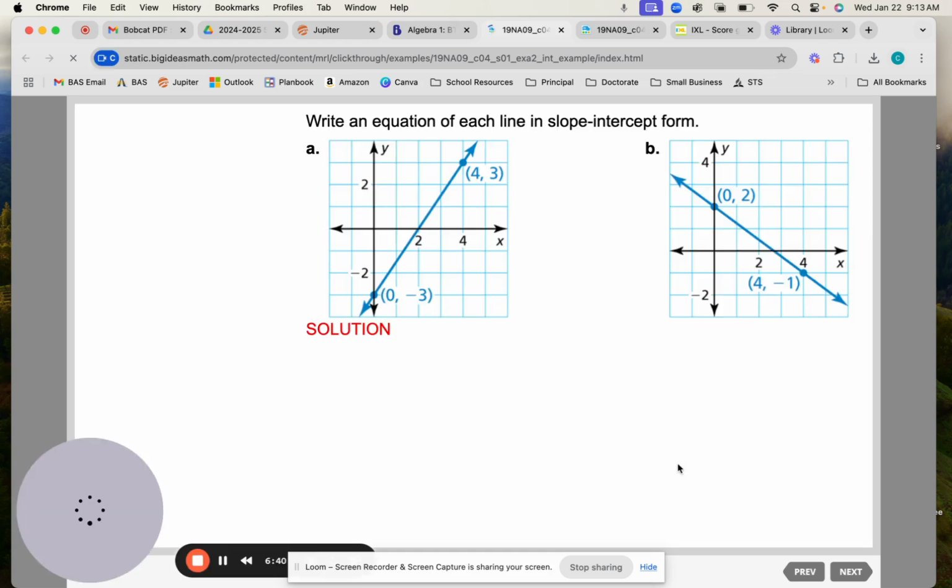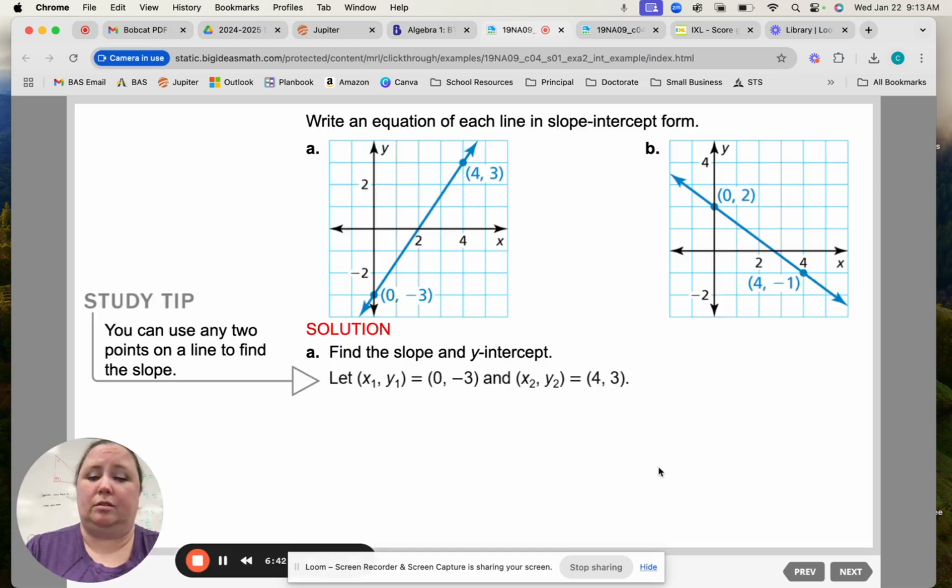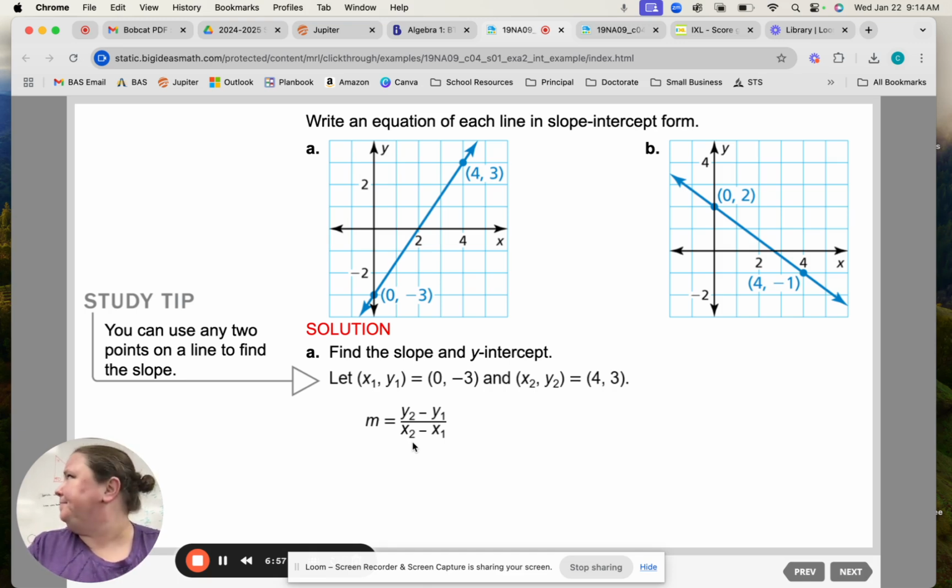So we are starting with the slope equation, which is this equation right here. This is what I want you to write. M equals y2 minus y1 over x2 minus x1. Everybody got that equation? Yes. All right, let's go back to our other example.